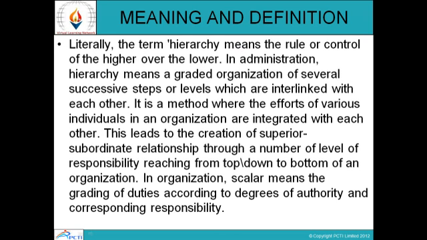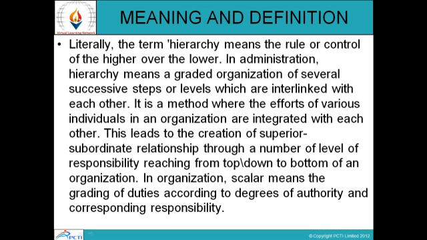Now, what are the meaning and definition? What exactly do we call hierarchy? Hierarchy means rule or control of the higher over the lower. If a person wants to control another person, hierarchy represents the superior-subordinate relationship. That is what defines who is in the higher position and who is in the lower, who is controlling the other person.